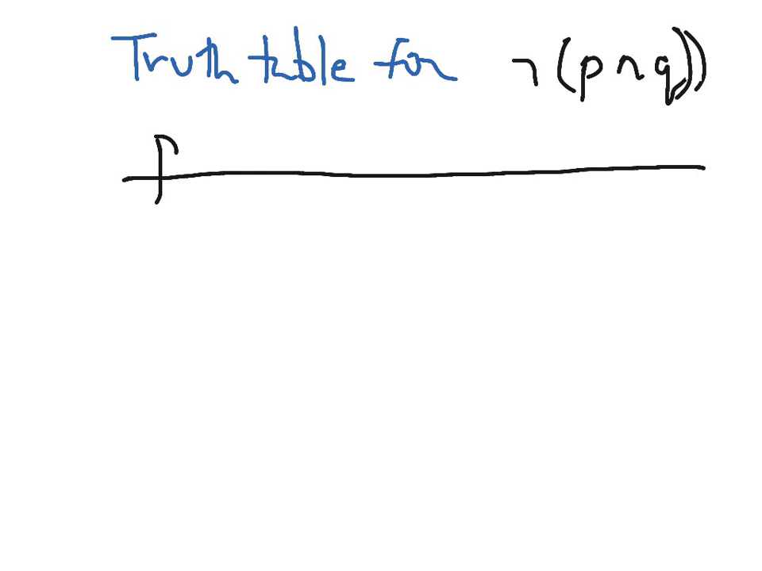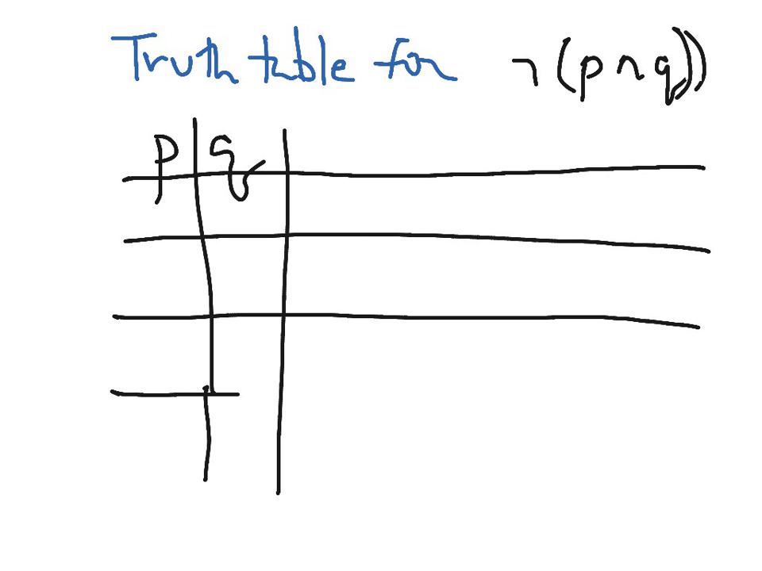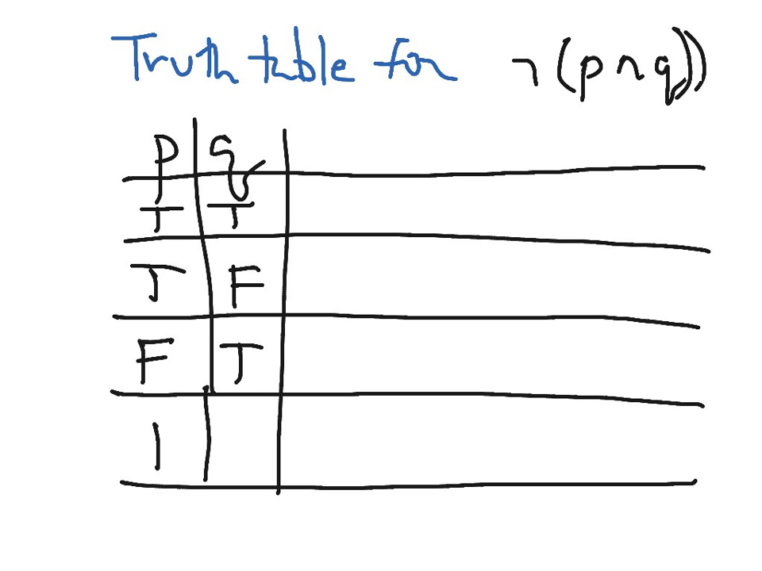So to do the truth table, we need to make up a table, and the starting is going to be the two variables P and Q. They each have their own column. And then, since there's two variables, we need to have 4 rows. That will allow for all the possibilities of the truth values for those two variables. And the entries are true, true, true, false, false, true, and false, false.